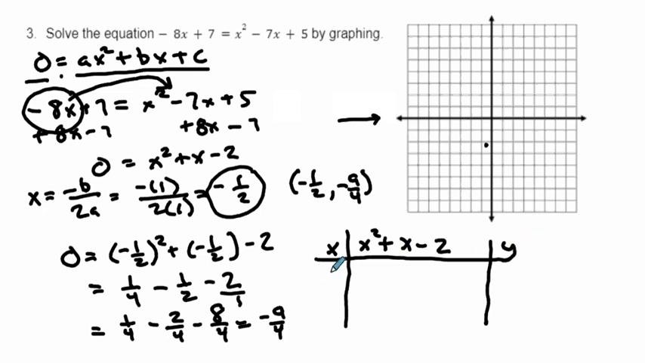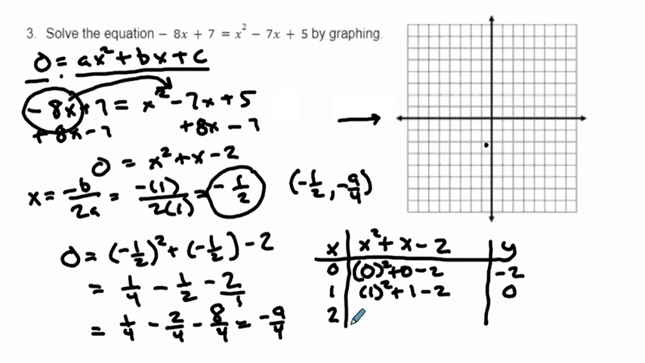All right, there's my equation. That's my y. So in this case I'm going to pick the next 3 integer values: 0, 1, and 2. If I put 0 in, I have 0 squared plus 0 minus 2, which gives me negative 2, because 0 plus 0 is 0, and 0 minus 2 is negative 2. If I put 1 in, I have 1 squared plus 1 minus 2. Well, 1 squared is 1, 1 plus 1 is 2, and 2 minus 2 is 0.